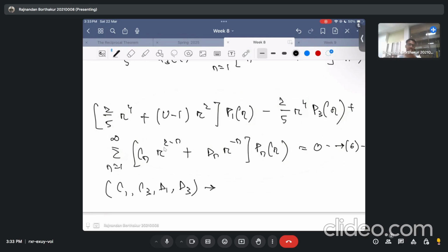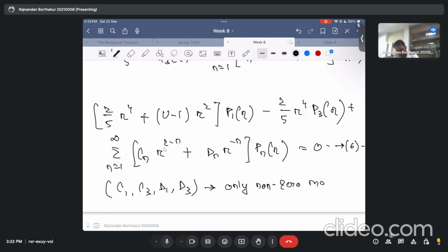And this we have already discussed, that the far field stream function will dictate the number of modes that are present in the general form of the stream function, and also the disturbance stream function. So C1, C3, D1, D3 are the only non-zero modes.